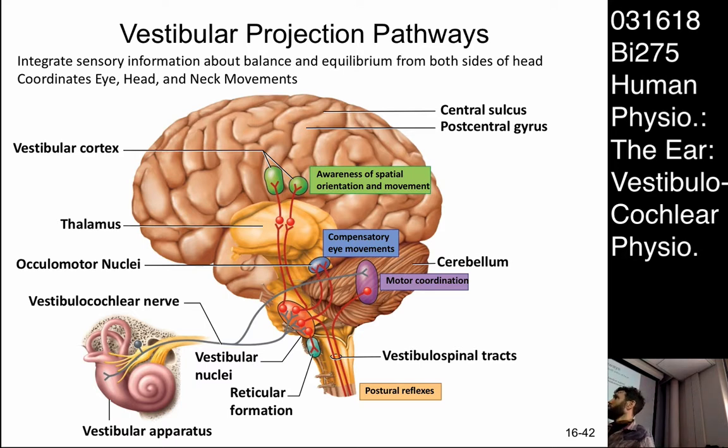And then finally, for us to be aware of whatever information is being conveyed, there has to be a projection from the thalamus to the cortex, and specifically the vestibular cortex, which is a little area at the base of the central sulcus in the parietal lobe. This is going to give us our awareness of spatial orientation and movement. There are other projections that come out of the vestibular nuclei that help us coordinate body motion, as you would expect. I don't need you to know the names of all those.